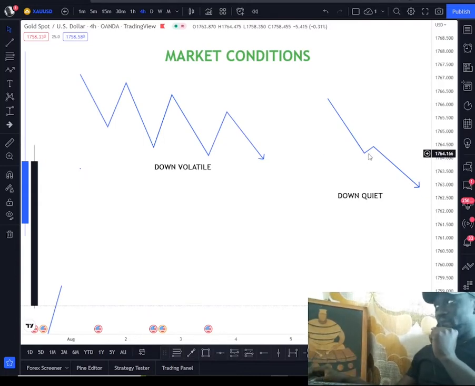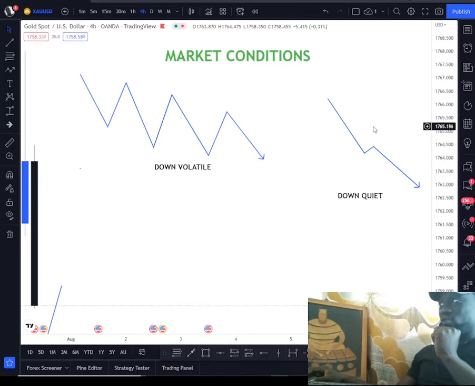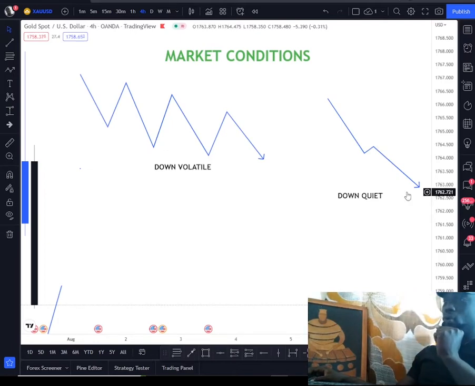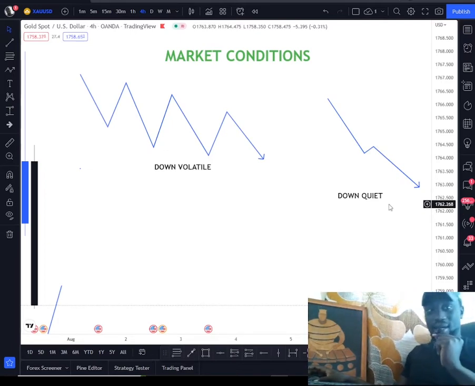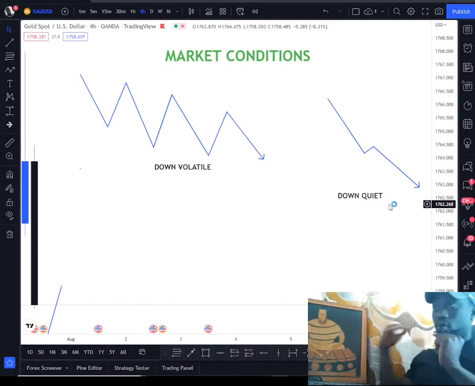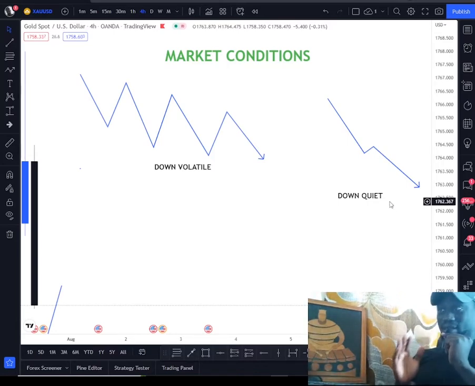And when this happens, most people tend to enter here trying to catch a retracement. Then what happens? The market moves sharply down and that's what blows the account. Then you end up saying the strategy does not work. It's because you are not applying the strategy to the right market conditions.